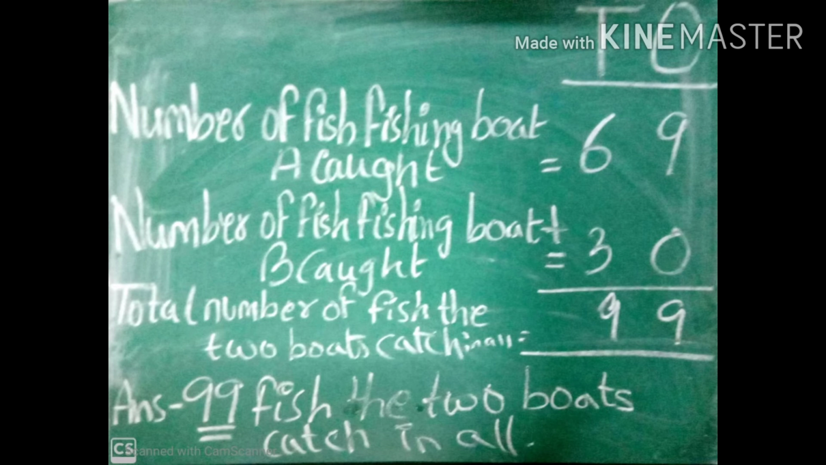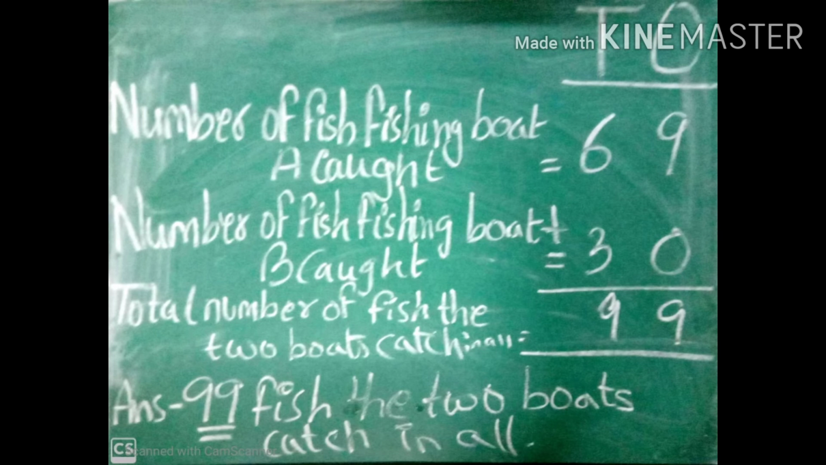Statement number 2. Number of fish fishing boat B caught equals 30. So the addition sign will be before the tens column. Okay, now let's see statement number 3. Total number of fish the two boats catch in all.